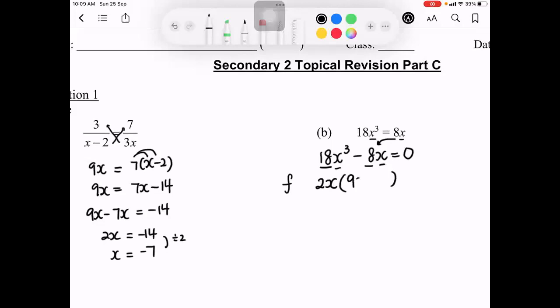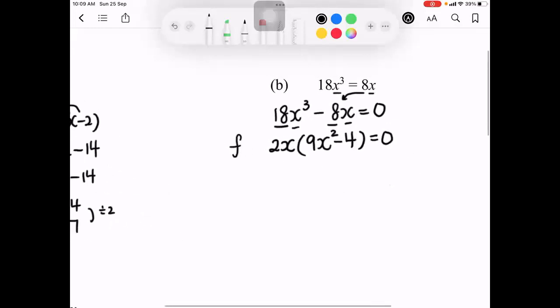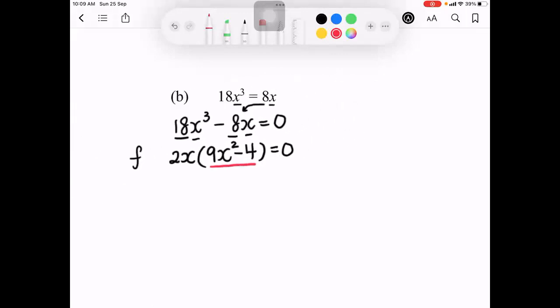So this one will be 9x squared minus 4 equals to 0. When we have 9x squared minus 4 equals to 0, we need to further factorize this portion. Yesterday we did this one. Let's take a look. What is this one? This one we need to use the special product. How do I know whether I can use it or not?